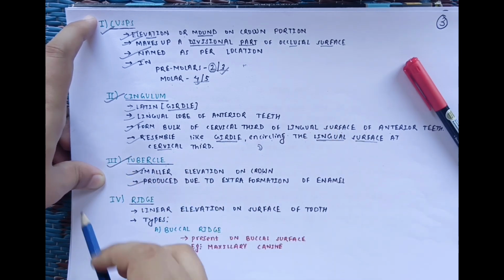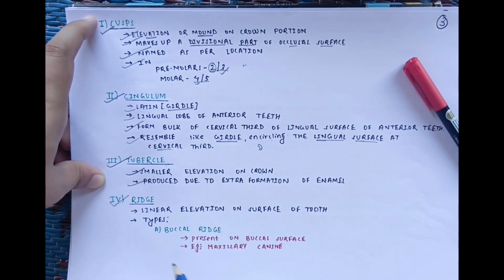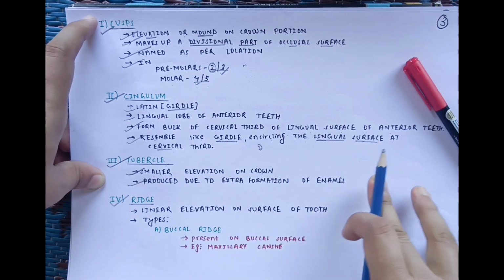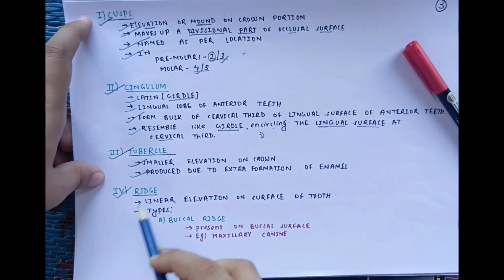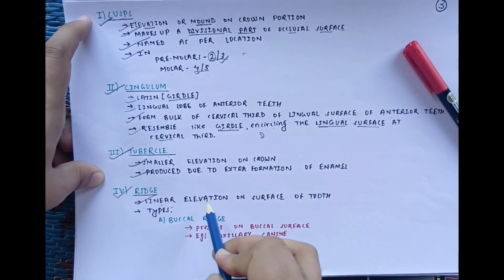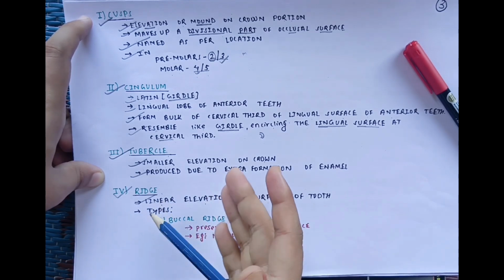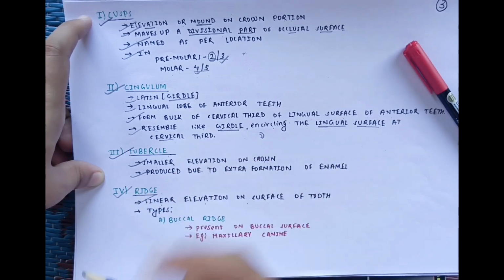Now moving ahead, we have another landmark, that is the ridge. This is important, I think. Ridge means a linear elevation on the surface of the tooth. We have 6 different types of ridges, as I have discussed earlier.